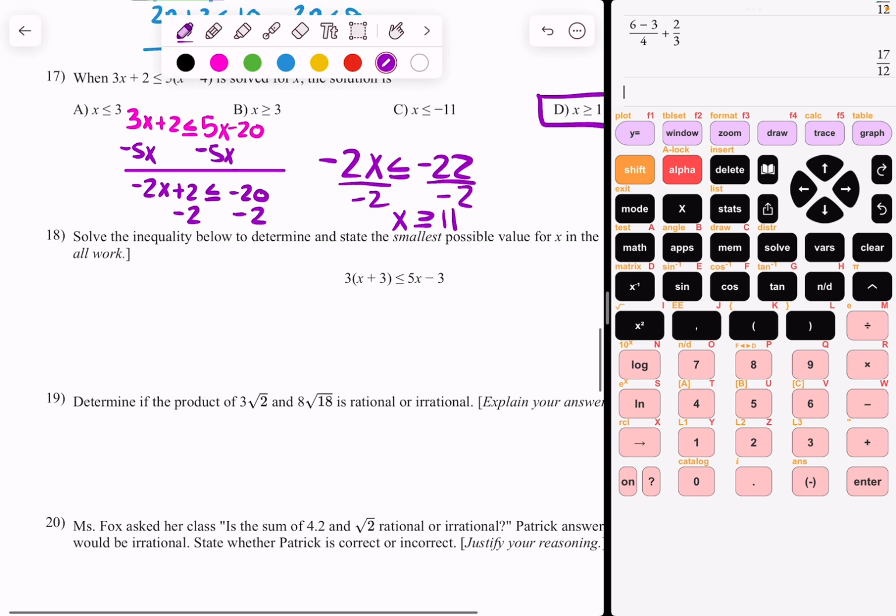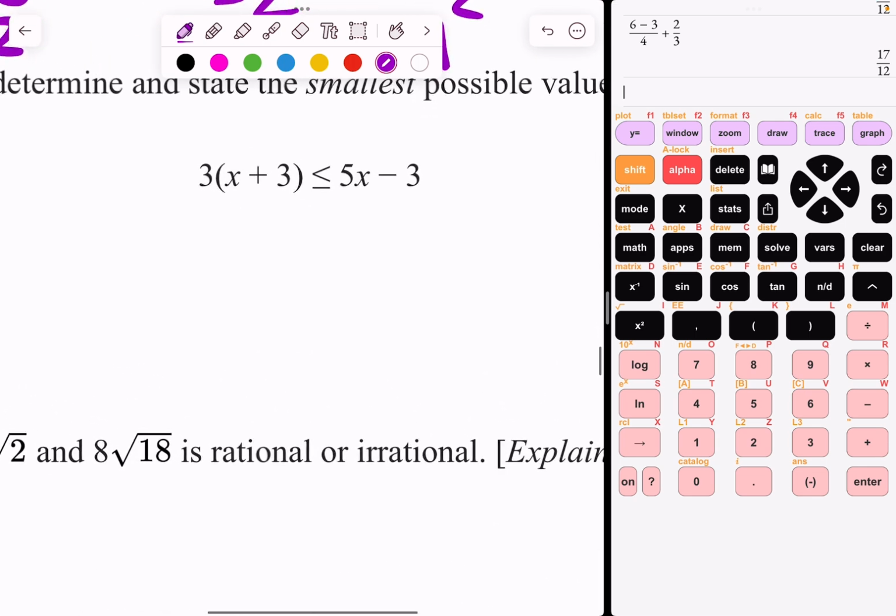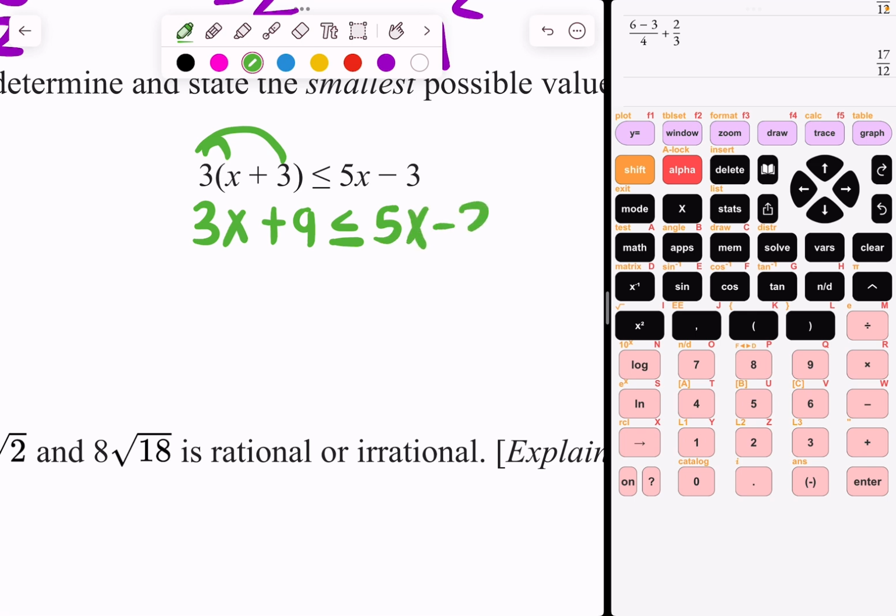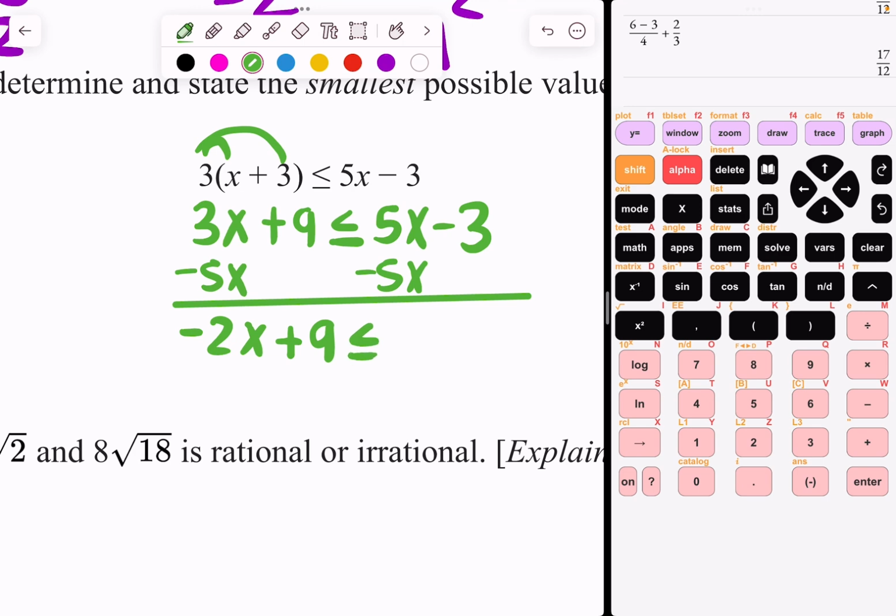All right, number 18, we only have to distribute on the left side. 3 times x, 3 times 3 is 9, is less than or equal to 5x minus 3. To get rid of this positive 5x, we are going to subtract 5x on both sides. That gives us negative 2x plus 9 is less than or equal to negative 3.